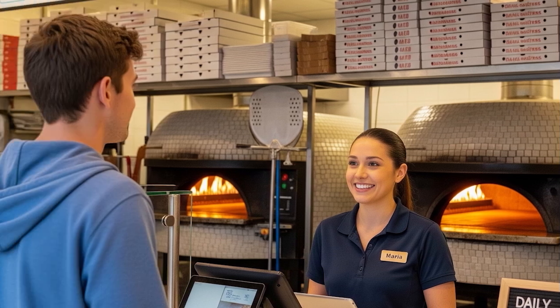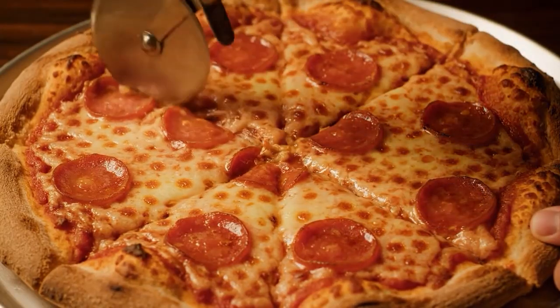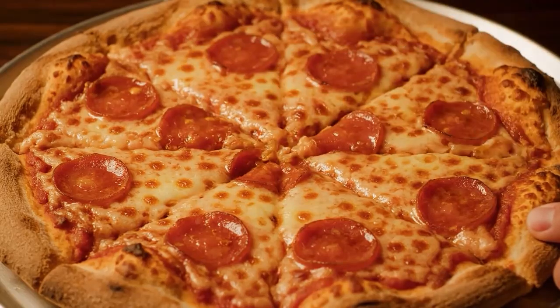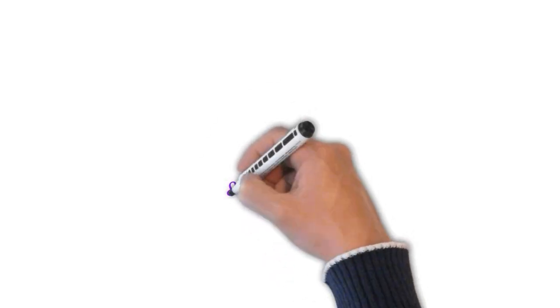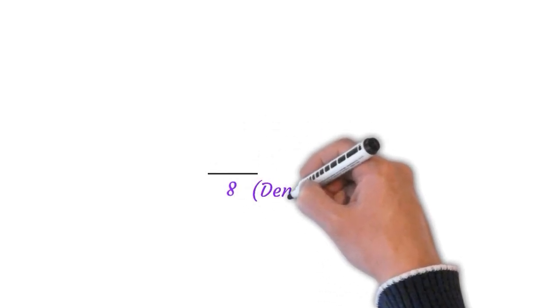Imagine you're about to order a pizza, right? And you're going to share it with friends. Suppose we cut the pizza into 8 equal pieces. That means 8 equal pieces make up the entire pizza. We put that 8 at the bottom, and we call it the denominator because it's naming, or denominating, the size of the pieces that make the whole.